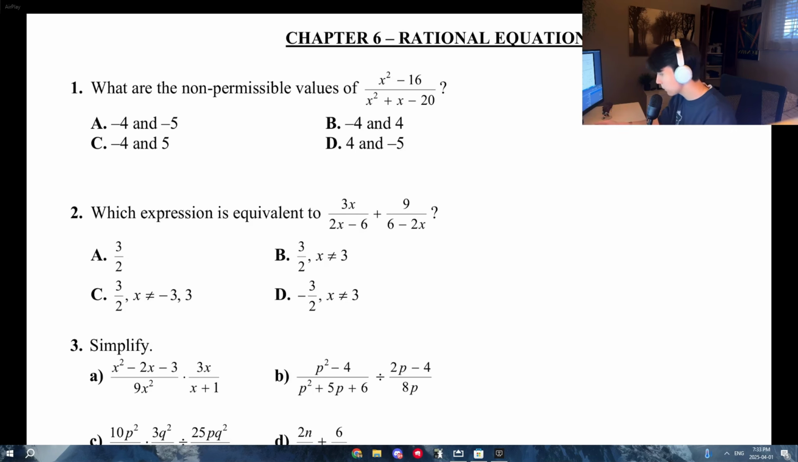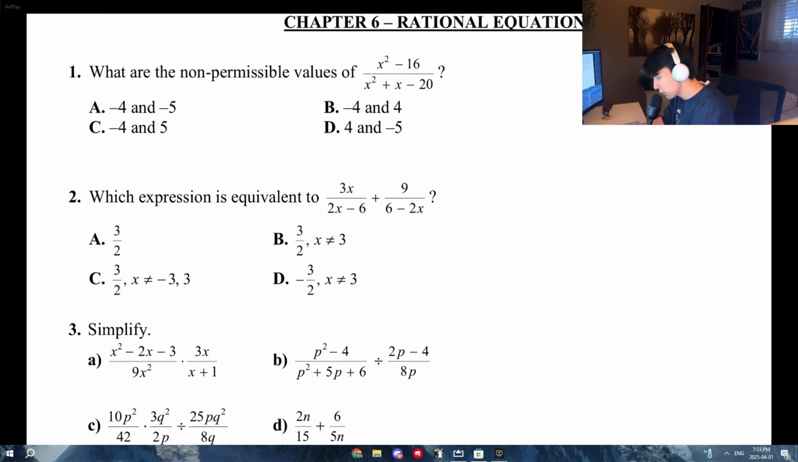All right, real quickly here, we're going to be going over some of the answers to some practice questions. So this is asking for the non-permissible values of this expression. So we have x squared plus x minus 20. And we're looking at purely the denominator for the NPVs. Remember this, because NPVs are, again, where our denominator is equal to 0.